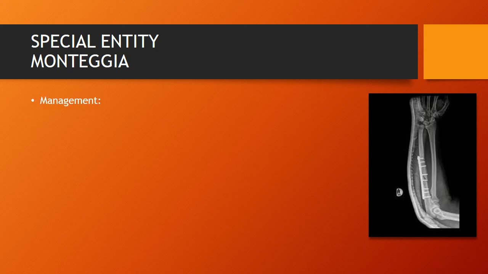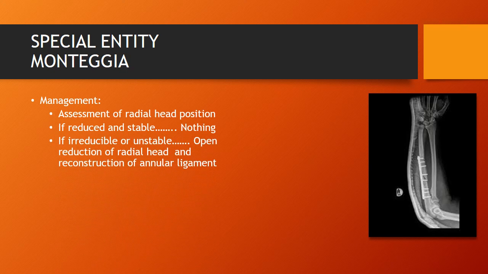You can see here, according to the management, it must be managed immediately with assessment of the radial head position, of course, after fixation. If reduced and stable, then nothing. If unreduced, then we make open reduction of the radial head and then reconstruction of the annular ligament. And sometimes we are doing what's called a radiocapitellar wire, where we can introduce a wire through the capitulum of the humerus to the radial head to restore its position.